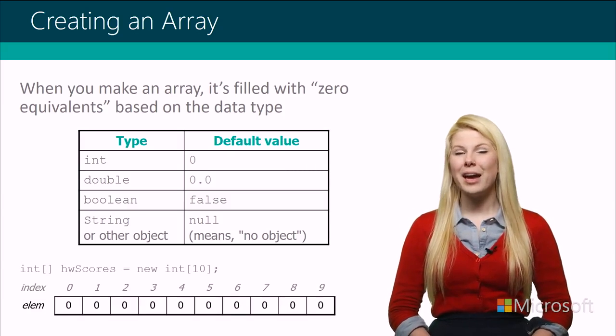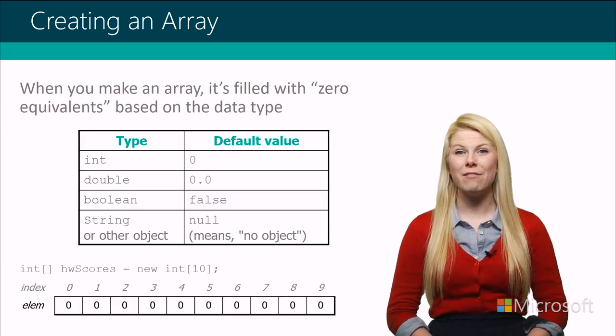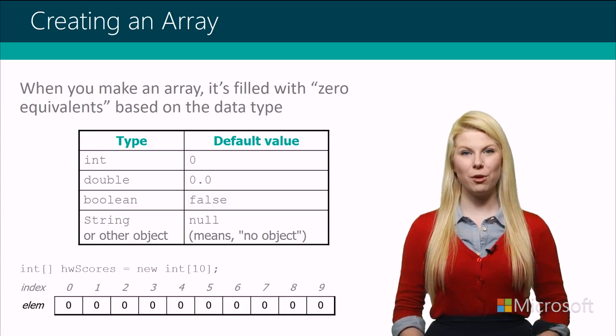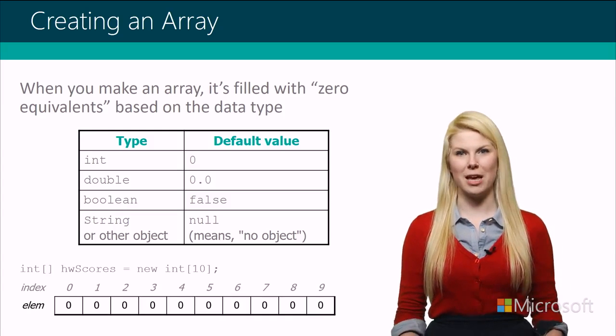Here we construct a brand new array of 10 integers, meaning we have 10 spaces for ints, but you have to actually fill it up. And before you do so, it looks like this, just 10 zeros.